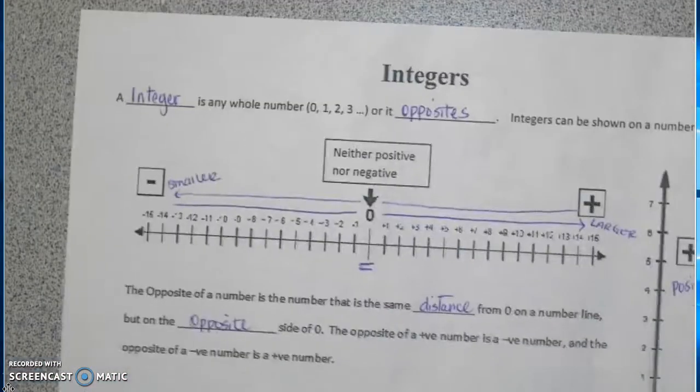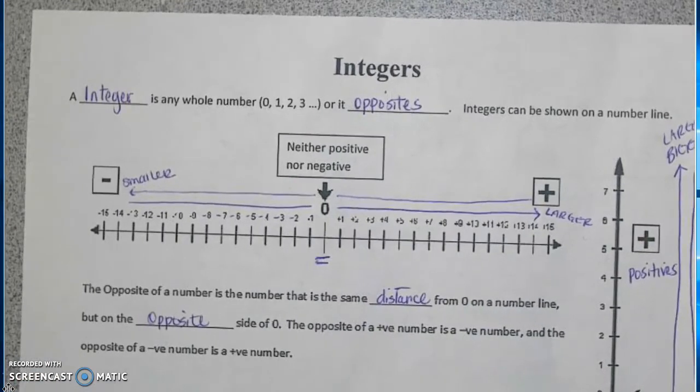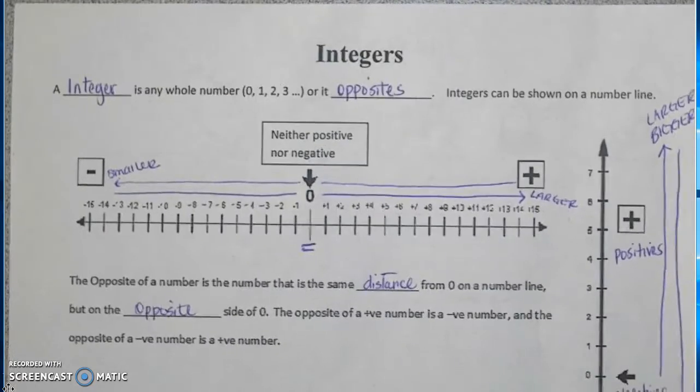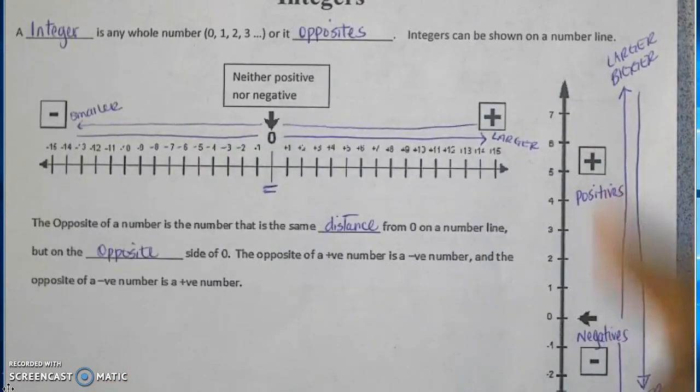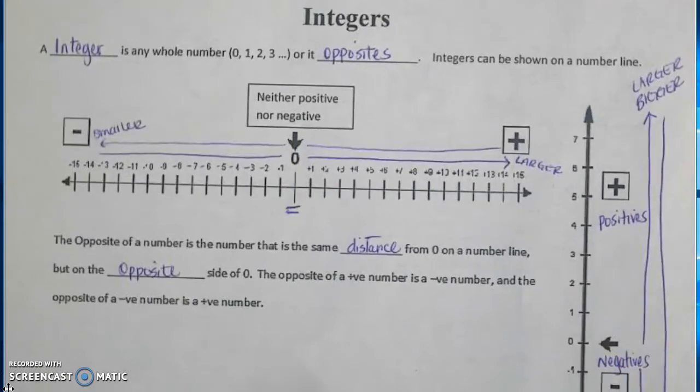So before we start, what is an integer? An integer is any whole number: 0, 1, 2, 3, 4, 1,000, a million, a trillion, a zillion, 392, or its opposites: -1, -2, -3, -392. Integers can be shown on number lines. We have a horizontal number line, and we also have a vertical number line shown here.